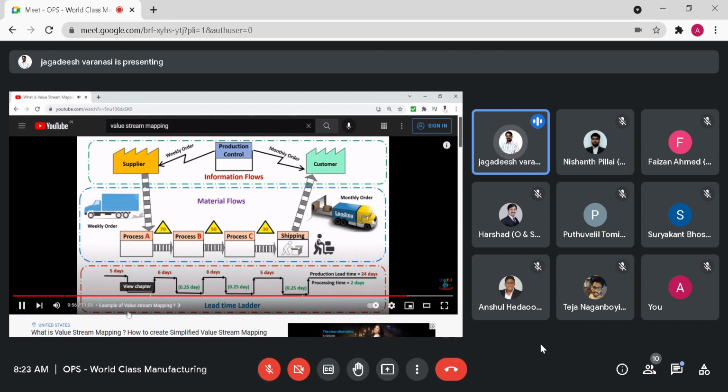So in this case, if you divide 2 by 24, you will get that only 4.2% is the value added time that you have added, and the remaining 95.8% is the non-value added time. That is the waste.